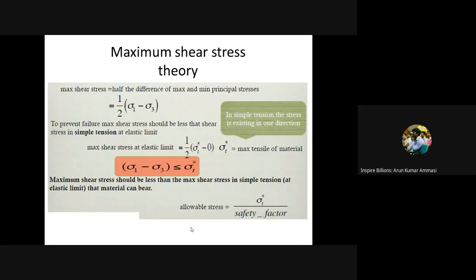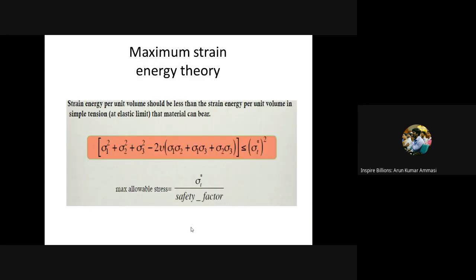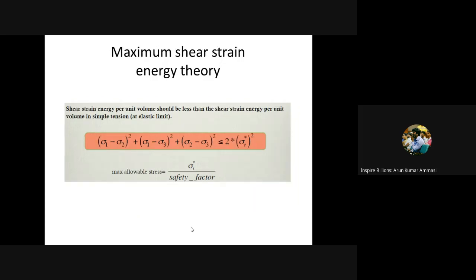This is the maximum shear stress theory, to evaluate the value of maximum tensile strength of the material in simple tension. And this is the maximum strain theory, where you can calculate the value of strain energy per unit volume of the material. And this is the maximum shear strain energy theory. This equation can be used along with the relationship between maximum allowable stress and factor of safety.